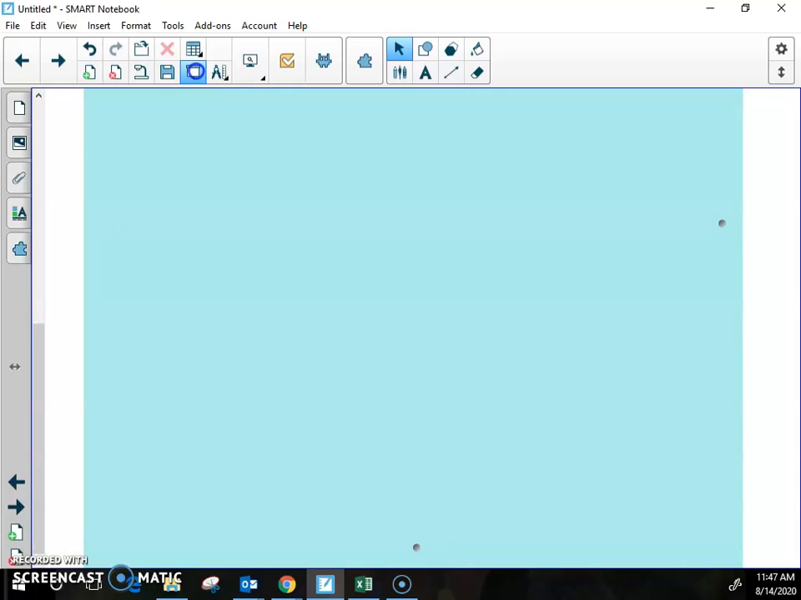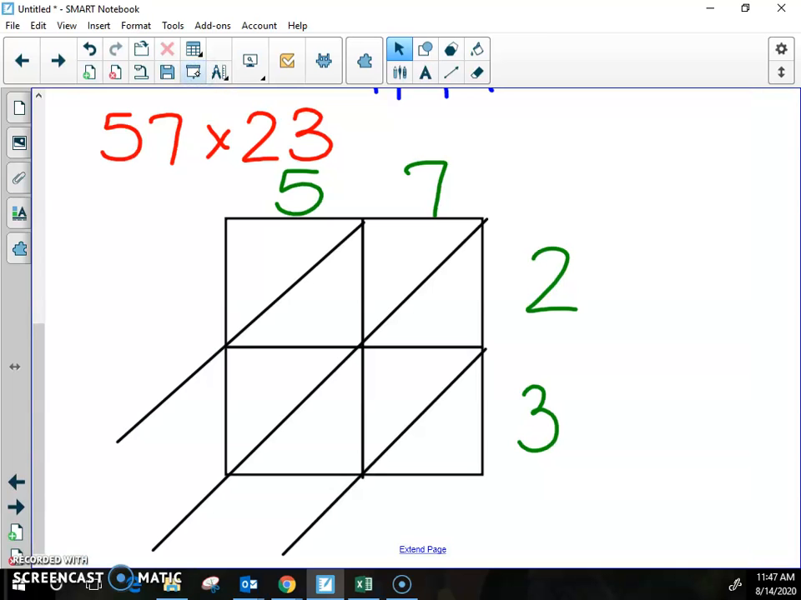Okay, whatever. We're going to start up here with the 2. 2 times 7 equals what? 14. Remember, the left box goes the 10 place, the right box goes my 1. All right, now what do we need to multiply 2 by? 5. 2 times 5 equals what? 10.